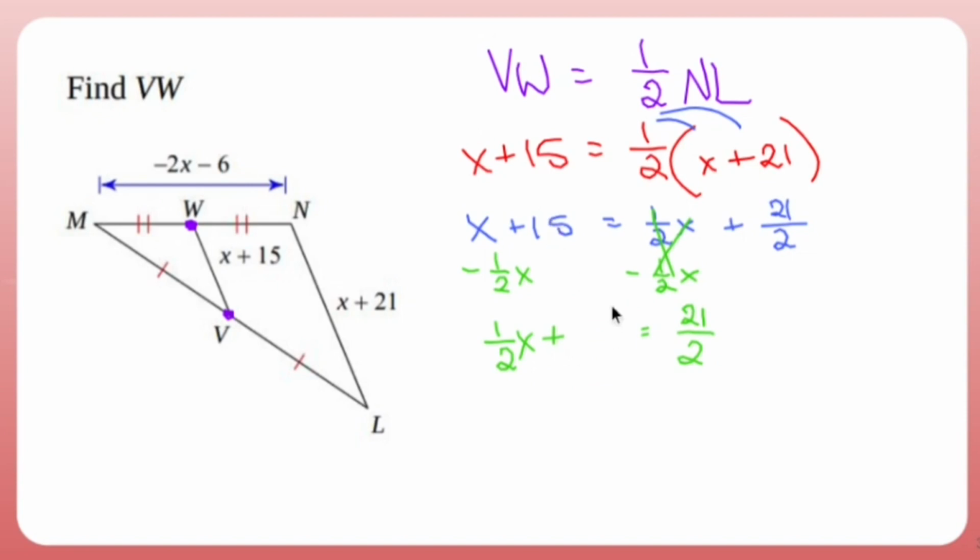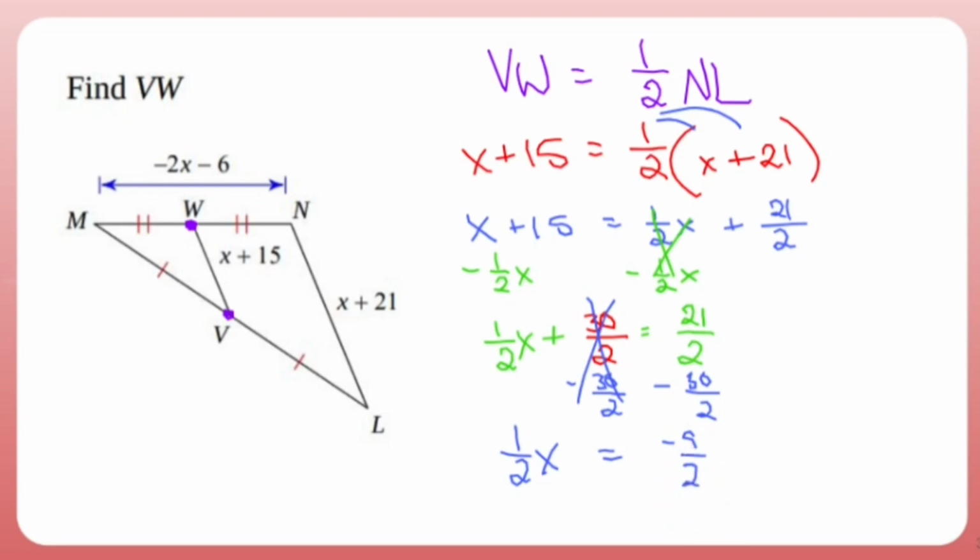I'm going to turn 15 into 30 over 2 because my next step is to subtract 15 or 30 over 2 from both sides. Where did I get 30 over 2? Because 15 multiplied by 2 over 2 is 30 over 2. Just a little bit of multiplication. So I'm going to subtract 30 over 2 from both sides. Cross you out. Drop down the 1 half x equals 21 over 2 minus 30 over 2 has me subtracting the numerator, so negative 9, but keeping the denominator over 2.